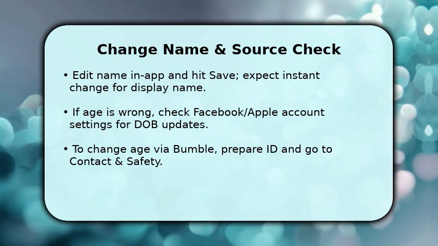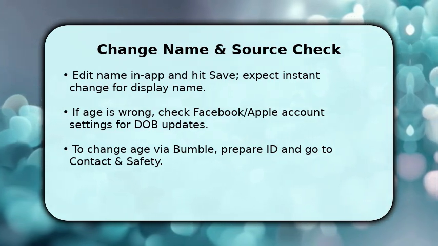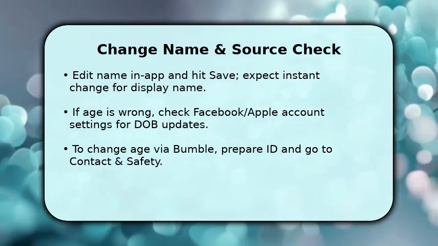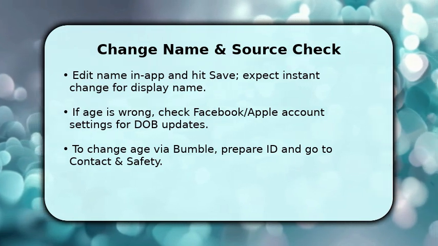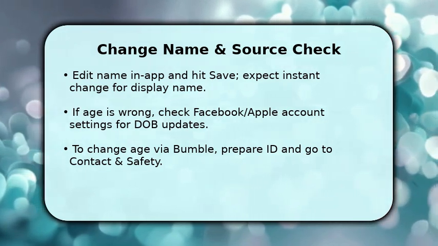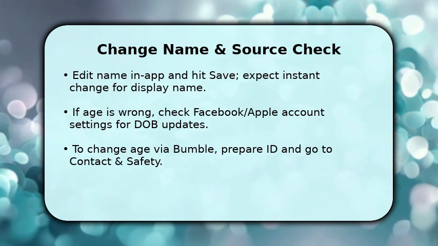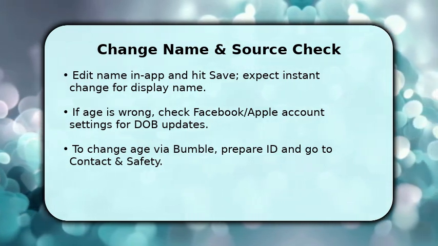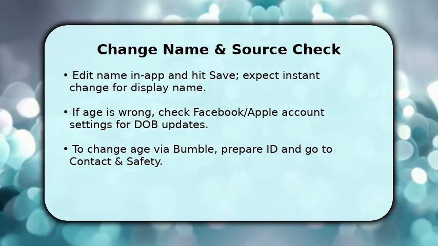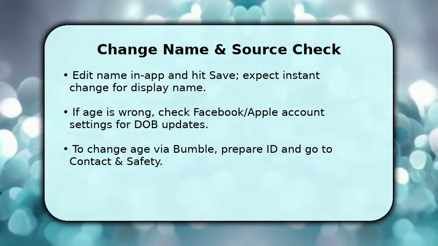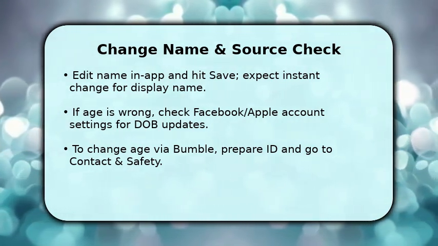If you need to change your age, don't waste time in the profile alone. Check the connected account, Facebook or Apple, and change the date of birth there first, then relink or wait for sync. If that isn't an option, open Settings, Help and support, Contact Us and submit a request. Include a clear photo ID and a short explanation so Bumble can verify and apply the age change correctly.